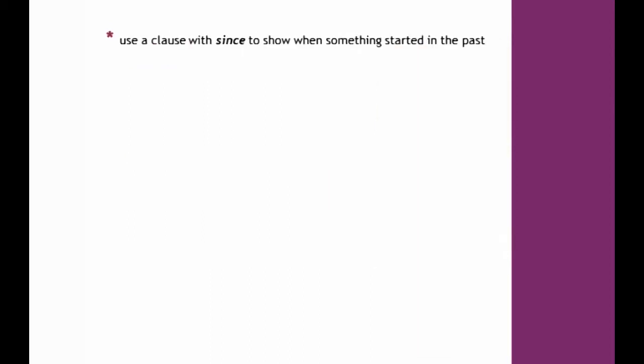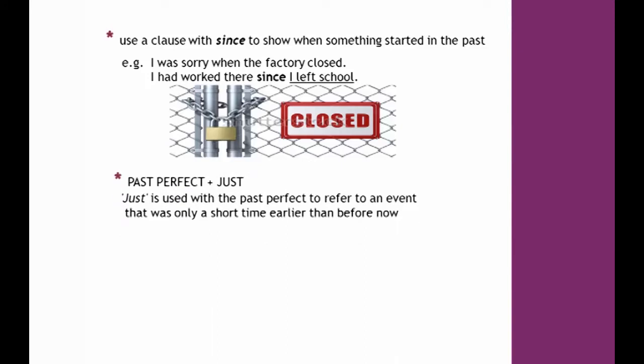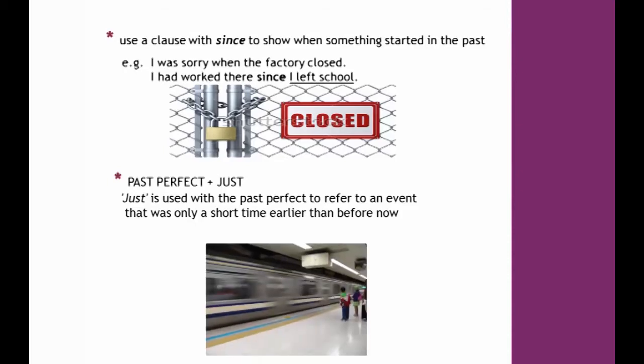Use a clause with since to show when something started in the past. Okay, this is another one. For example: I was sorry when the factory closed. I had worked there since I left school. There is also the past perfect tense with the word just. Just is used with the past perfect to refer to an event that was only a short time earlier than before, a very short time before. For example: the train had just left when I arrived at the station.